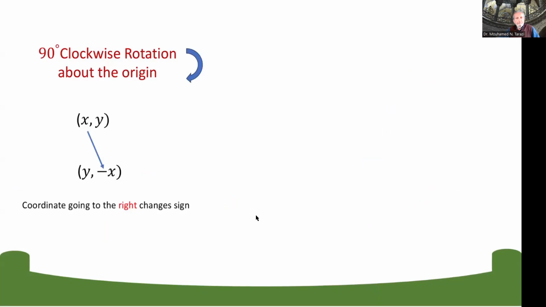Now, here's what I want you to understand. If you remember this rule, you will not make any mistake. 90 degrees clockwise rotation. So we're going to the right. Put your (x, y). Now, x and y are going to be exchanged. Y is coming to here and x is coming to here. But one of them will change the sign. So you are going to the right. The coordinate that is going to the right changes the sign.